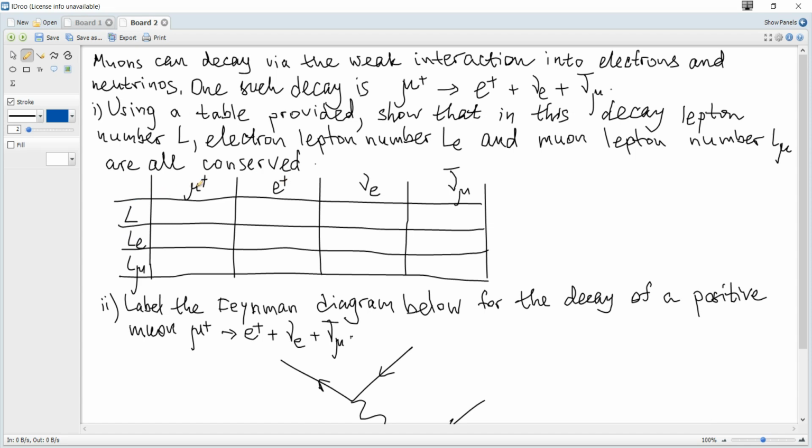So the positively charged muon, it's a lepton, but it's an antiparticle, hence L is -1. Positron, it's also an antiparticle, it's also a lepton, so L is -1. Electron neutrino, it's a particle, a lepton, hence +1. Muon antineutrino, it's an antiparticle, a lepton, hence it's -1.